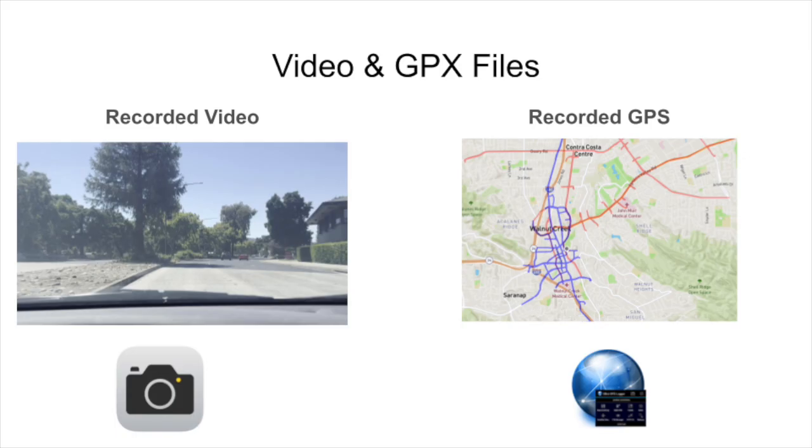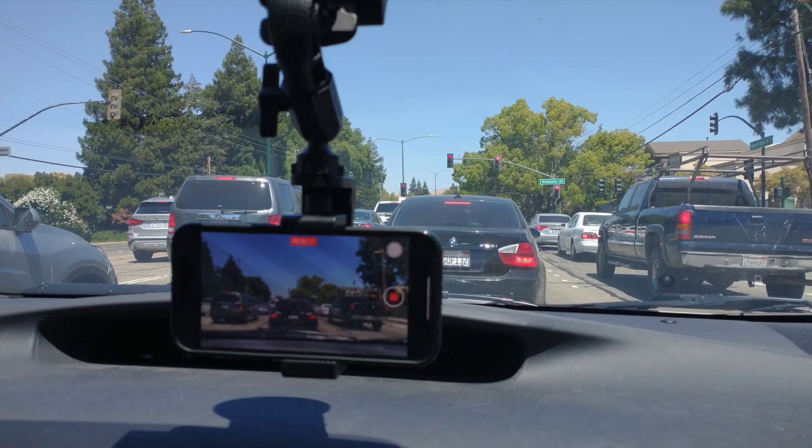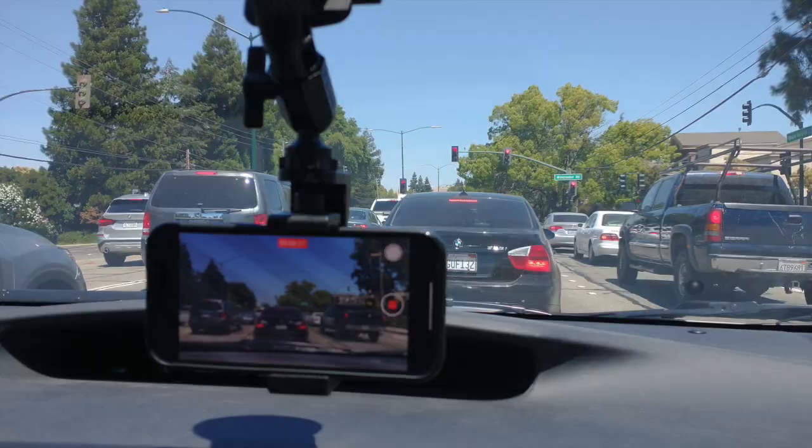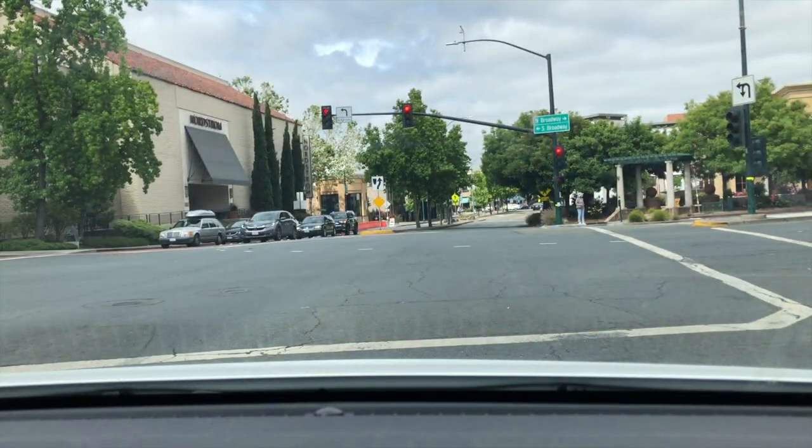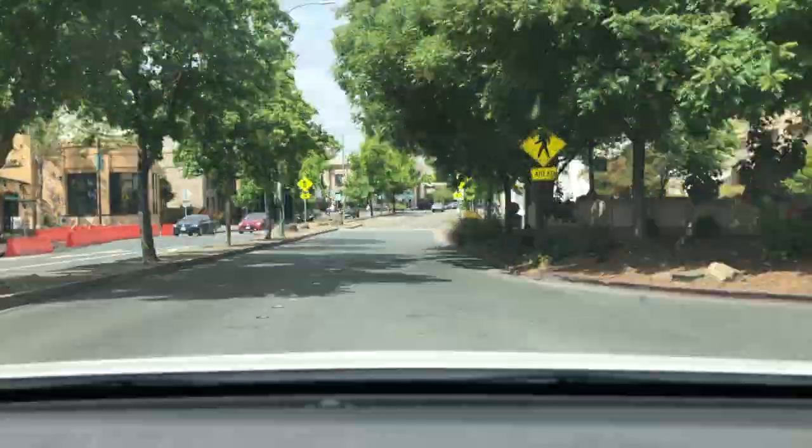Step 1 is collecting data. This consists of two things: 1, recording a video file, and 2, recording a GPS location file, or a .gpx file. Both of these can be done with free apps using a mounted cell phone. And really the first step is to drive all the approaches of a traffic signal so that it can be captured in the video and later extracted for a sight distance image.